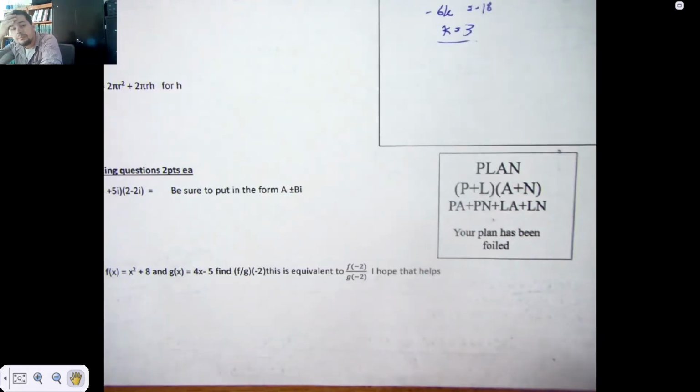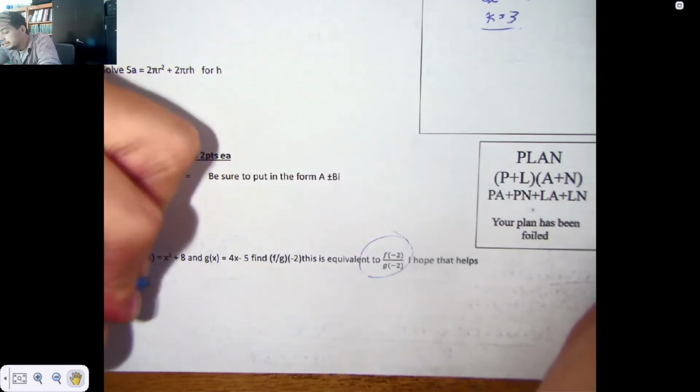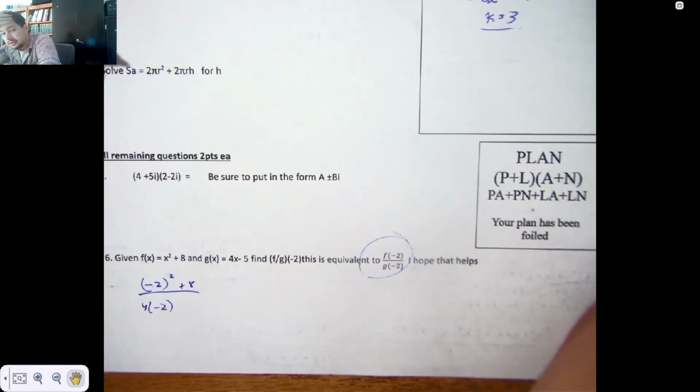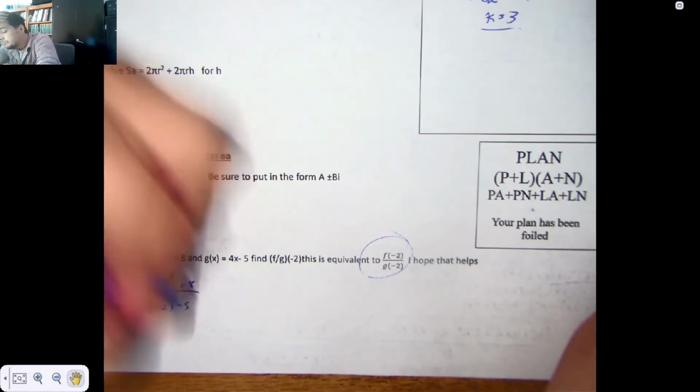Number 6. Given f of x is x squared plus 8 and g of x is 4x minus 5, find f over g of negative 2. And all you do is this right here. Everywhere you see a negative 2, plug it into f of x. And it's going to be sitting over g of x, but wherever you see an x in g of x, you let x be negative 2.